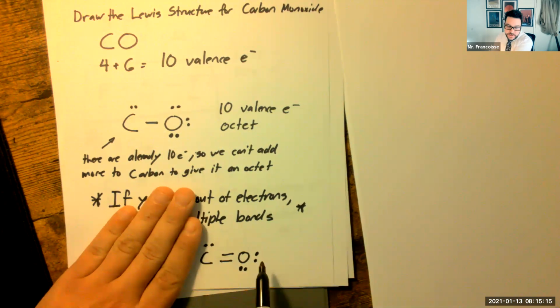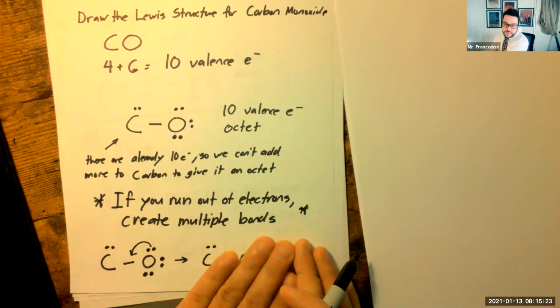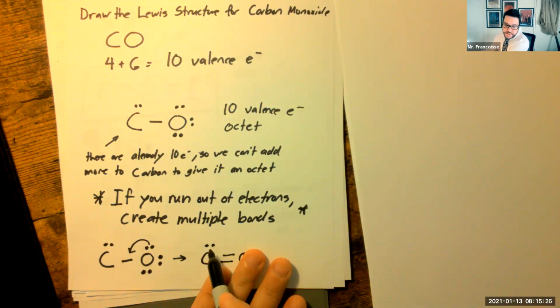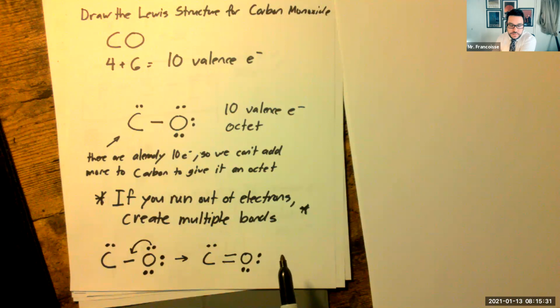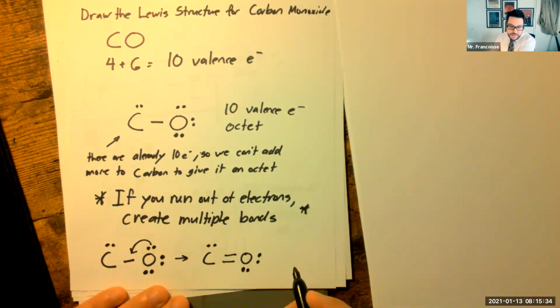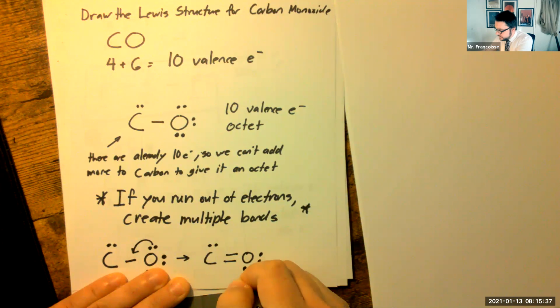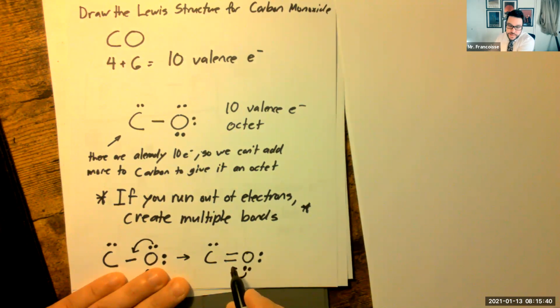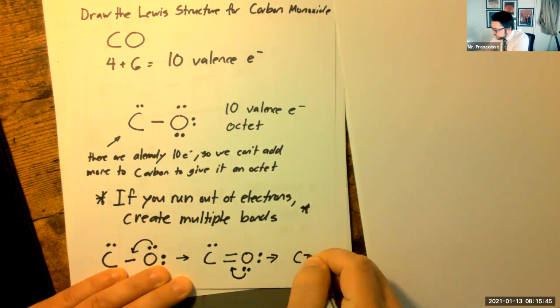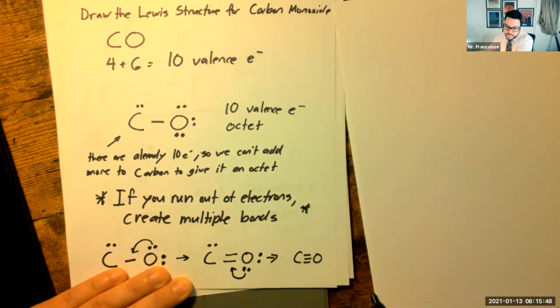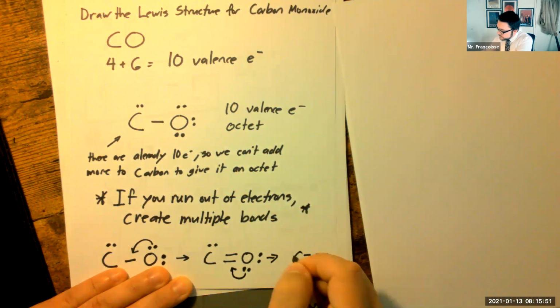So if we look at this now, we have 2, 4, 6, 8 around oxygen. And around carbon now we have 2, 4, 6. So we have more electrons around carbon. We still need to get to 8. So what we'll do is we need to share some more. So we'll make another bond. So these 2 electrons will come in. And we'll have electrons on this side. And we'll have electrons on this side.